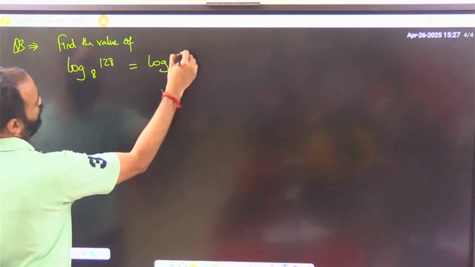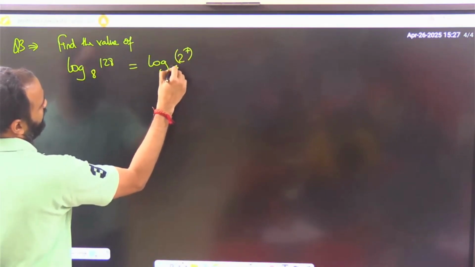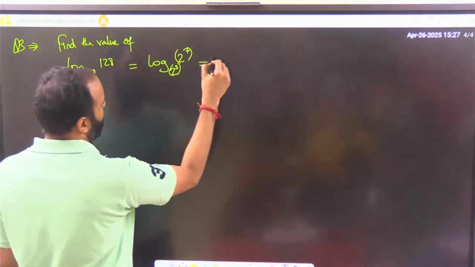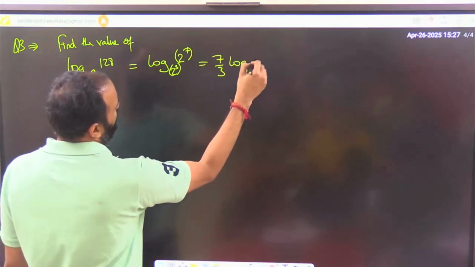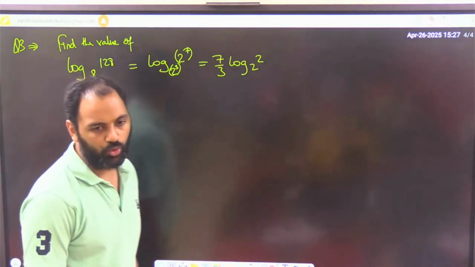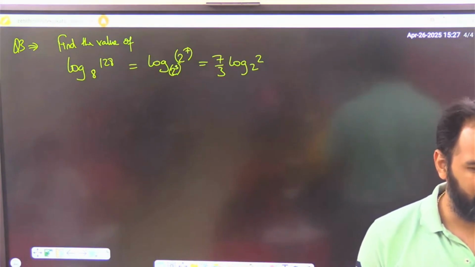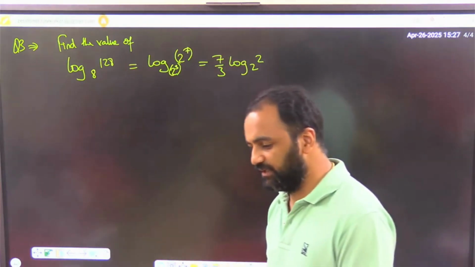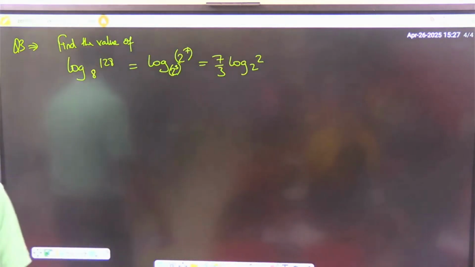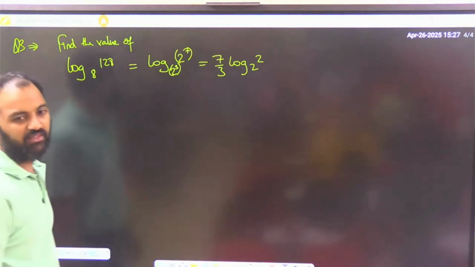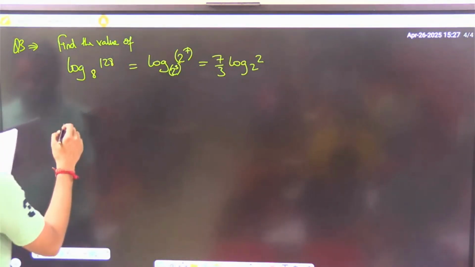So this is log of 2 to the power 7 to the base 2 cube. Then 7 will come out in the numerator, 3 will come out in the denominator. 7 by 3. What is left? Log 2 to the base 2. The value of log 2 to the base 2 is 1, because if the number and the base are the same, the value is 1. So the answer that we get is 7 by 3.